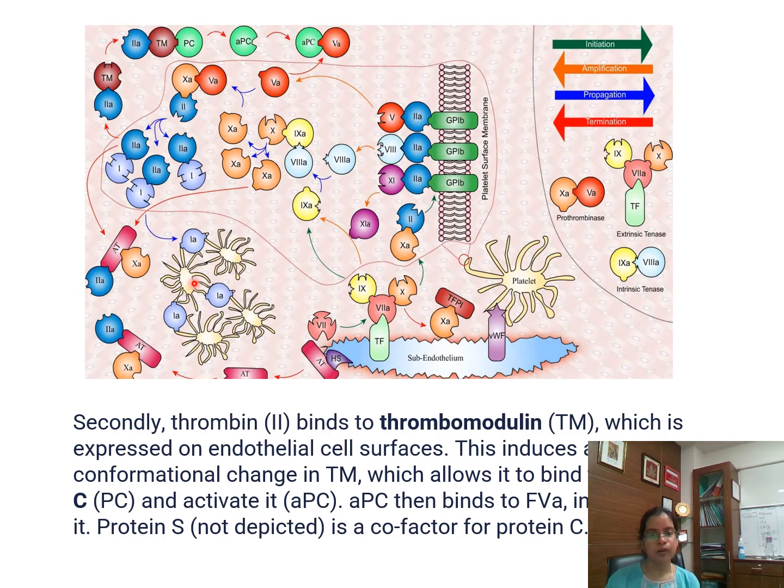Now this thrombin also binds to thrombomodulin, which is expressed on endothelial cell surfaces, and it will modulate the function of thrombin. That's why it is called thrombomodulin, and it will bind to protein C and activate it, and protein C with its cofactor protein S will bind to factor 5A, inactivating it.